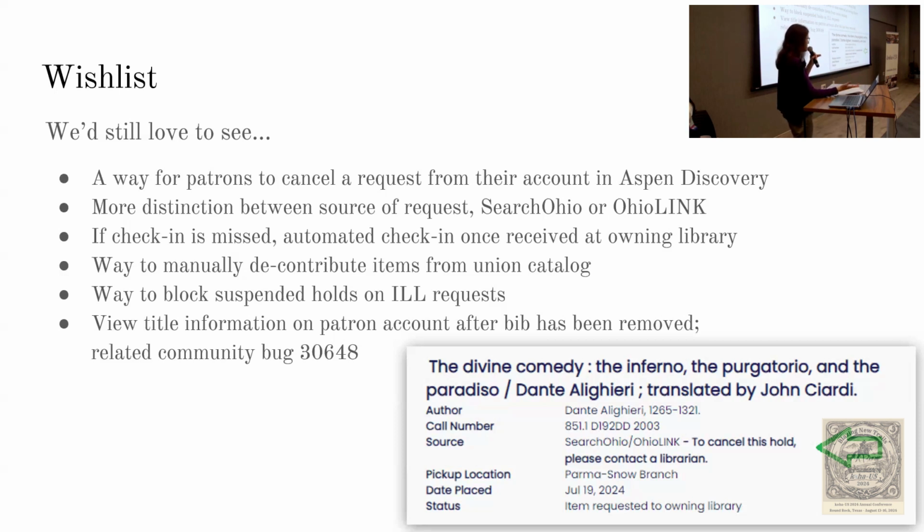I did mention Aspen, but just this once. We'd like to see more distinction between requests that are coming from different networks. So we'd like to see at a glance, this is Search Ohio, this is Ohio Link. It would also be nice to be able to see, this is Lynx, this is Borrows. Right now they're all together and you kind of have to filter that view.